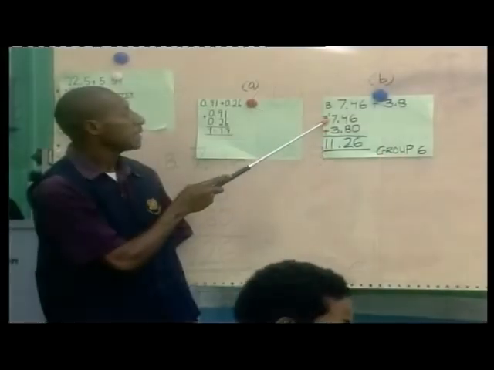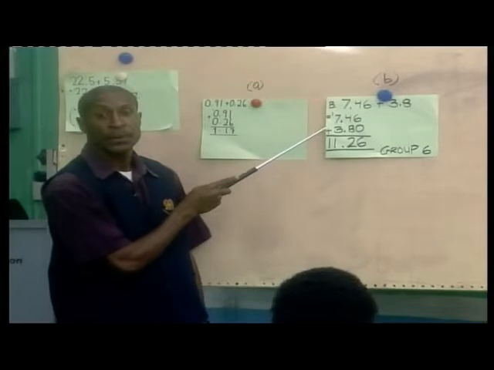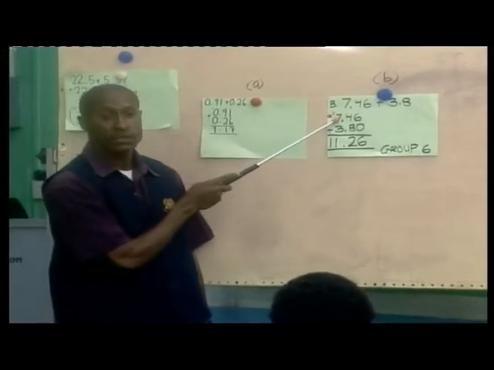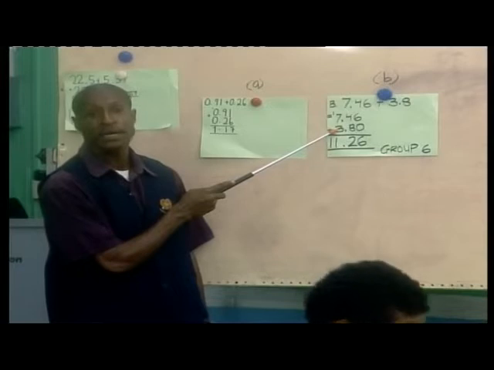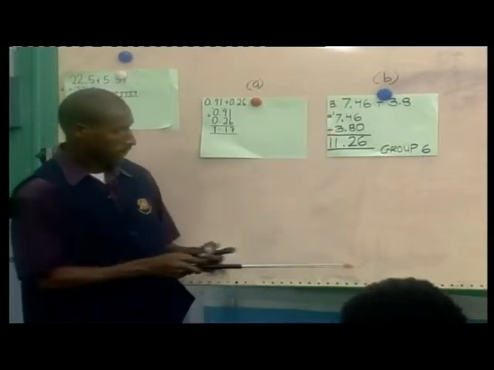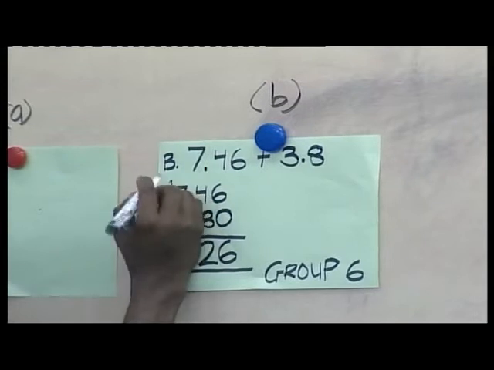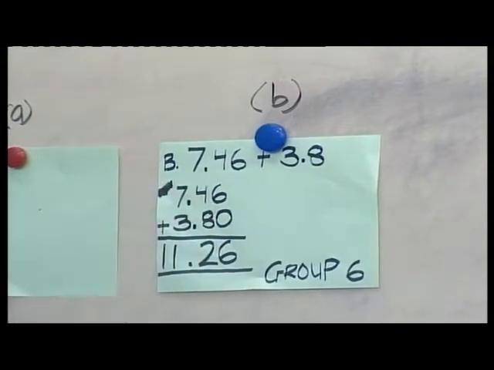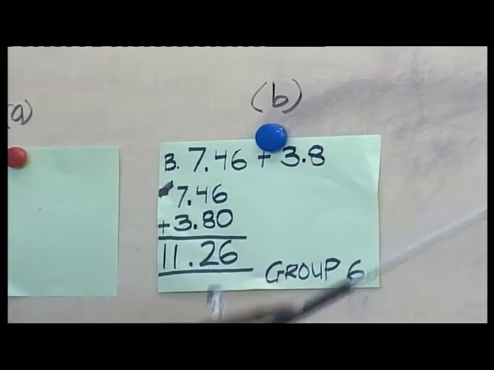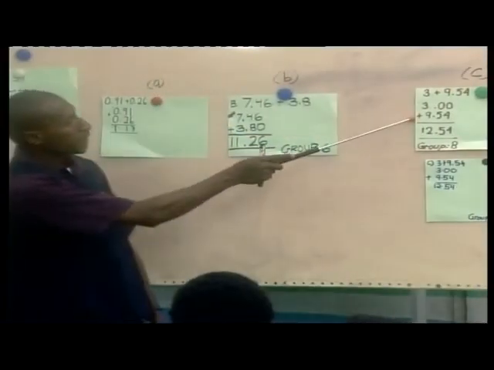So please, don't try to write things which you are not sure of, because you might end up getting the wrong answer. Otherwise, the answer is correct. 6 plus 0 is 6, and 4 8s are 12, put down 2, carry 1, 7 3s are 21, plus 1 is 11. So the answer is 11.26.